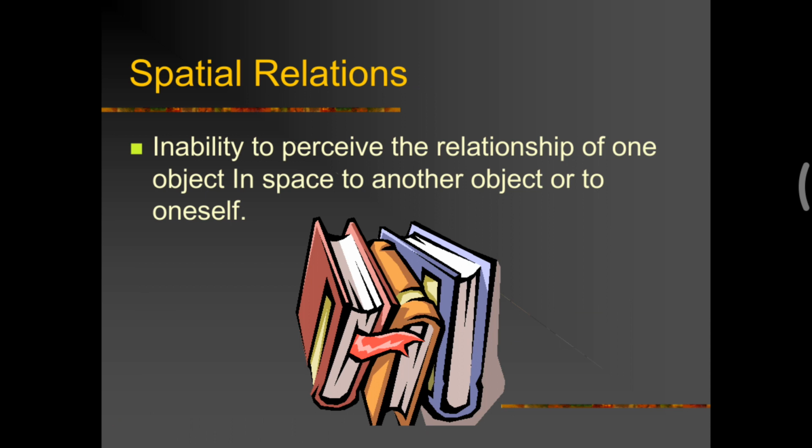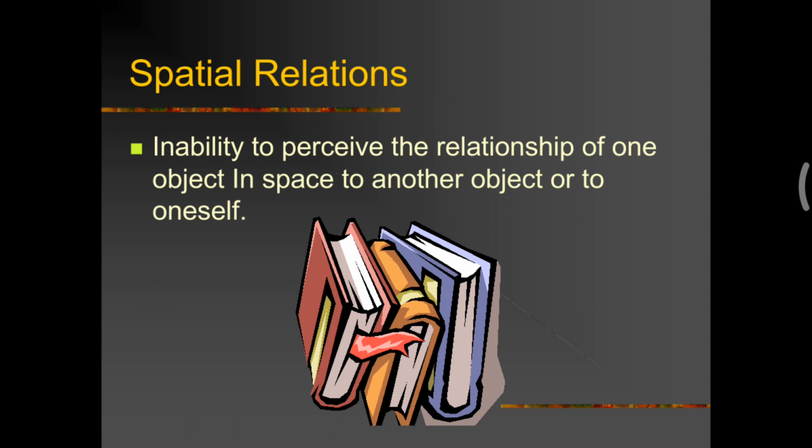The next is spatial relationship. This is basically an inability of finding out the relation between 2 objects. Whenever 2 objects are there in front, you might see that one object has a specific relation in space to the other object. As said previously, it might be above or below. It might be on the left side or on the right side. It might be on the front or back. So a person might find it difficult to differentiate the spatial relation of one object to the other objects.